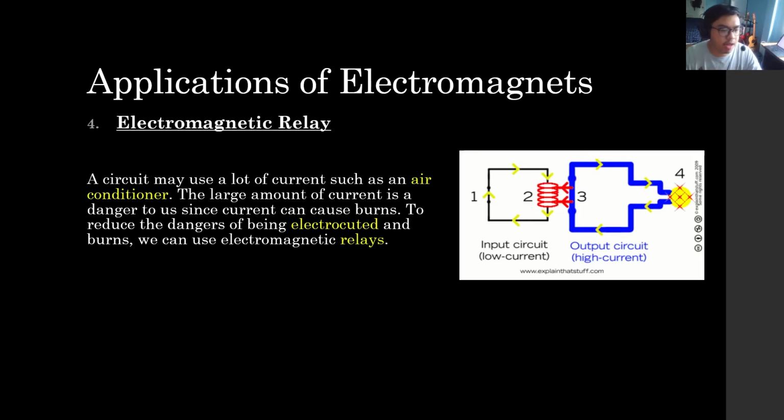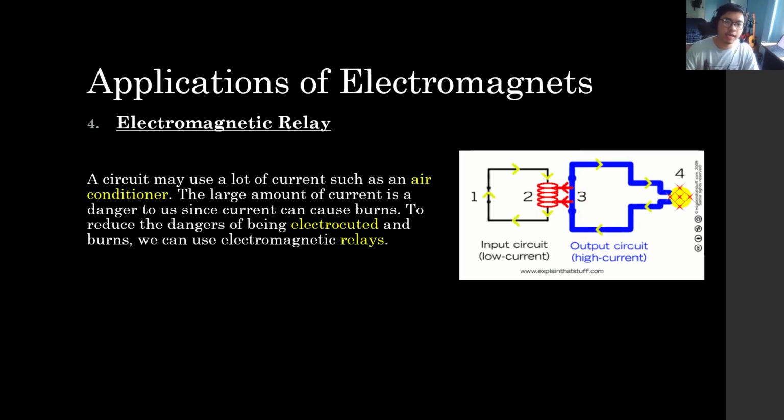And finally, the fourth application of electromagnets in real life is the electromagnetic relay. An electromagnetic relay is basically like a remote switch. Where do you use it? A circuit may use a lot of current, such as an air conditioner. The large amount of current is a danger to us since current can cause burns. To reduce the dangers of being electrocuted and burns, we can use electromagnetic relays. So we use electromagnetic relays for high-powered appliances.